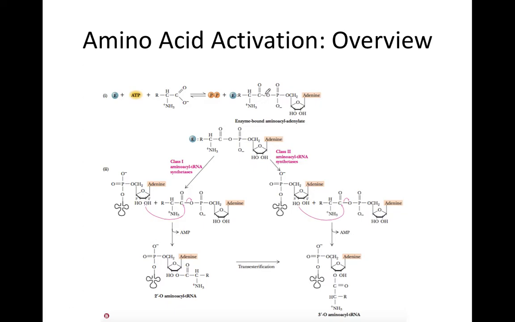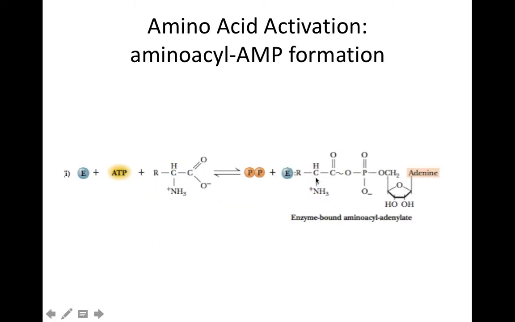If you can see, the first part wherein you are activating the amino acid with ATP is quite general for all, but they do diverge in the part where the amino acid has to interact with the tRNA. So there are two types of synthetases. You have class 1 aminoacyl tRNA synthetases and class 2 aminoacyl tRNA synthetases.